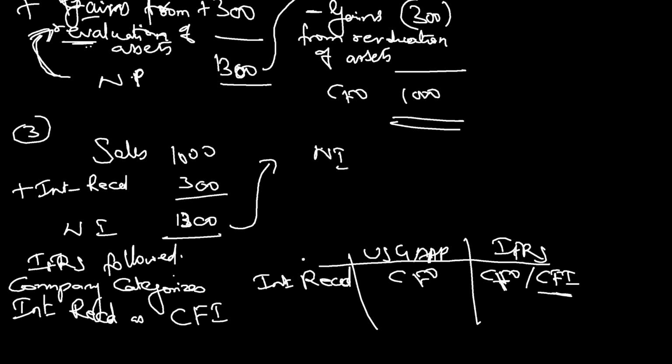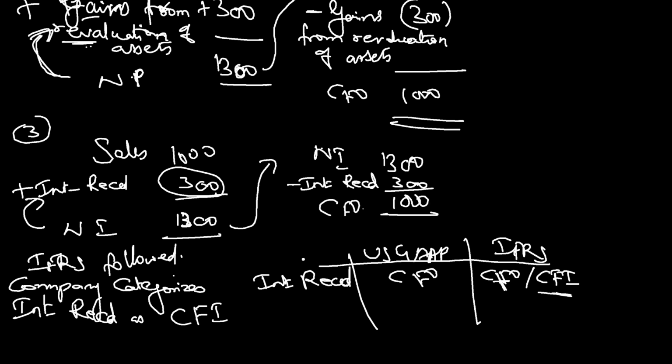Now because it is categorized as cash flow from investments, when I'm calculating cash flow from operations, the net income is 1300. From 1300, when I go back in reverse order, I see interest received 300, but now I know this interest received doesn't belong to the cash flow from operations. So I will minus this interest received. 1300 minus 300, I will get 1000. So this is my cash flow from operations.